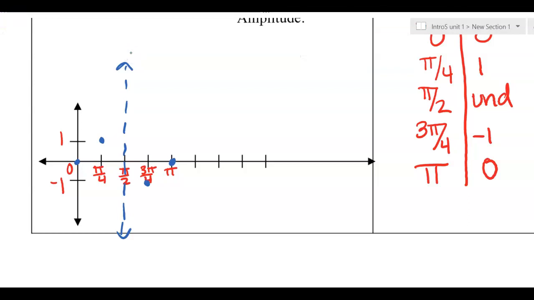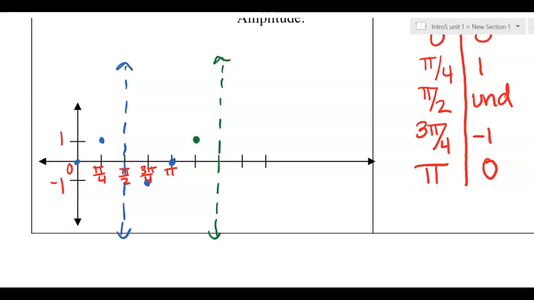So if we continued this pattern, the points go from 0. When you go over, they go to -1, 1, undefined, -1, 0. So after 0, the next one over should have a point at 1 again. So like this one would have a point here. And then the next one over would be undefined, the asymptote. You guys will probably like this picture a little bit better. That's the reason why I'm putting it in there.